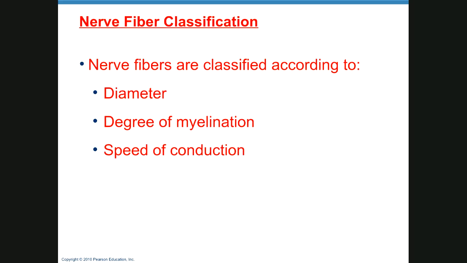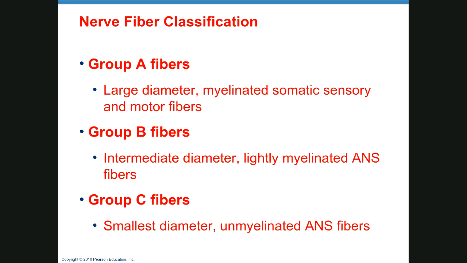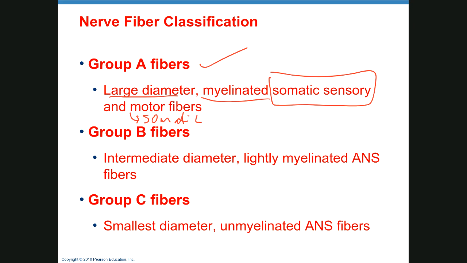So again, we can classify neurons based on the diameter of the neuron and the degree of myelination, which gives us the speed of conduction. Group A fibers are the ones that are very large and heavily myelinated. These are going to be somatic sensory neurons or somatic motor neurons. So somatic sensory and somatic motor neurons are group A fibers, large and heavily myelinated.